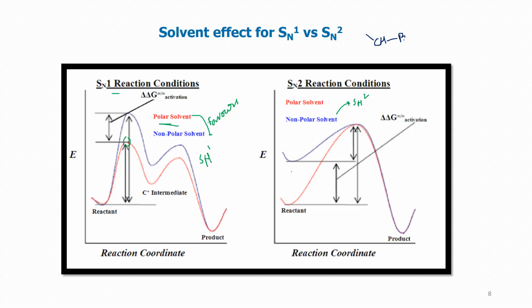Suppose this reaction is given. Now this is secondary. This type of reaction, when ethanol is used as a solvent, goes through an SN1 pathway. But when a non-polar solvent is used, in that case the reaction goes to the SN2 pathway. Okay, understood?